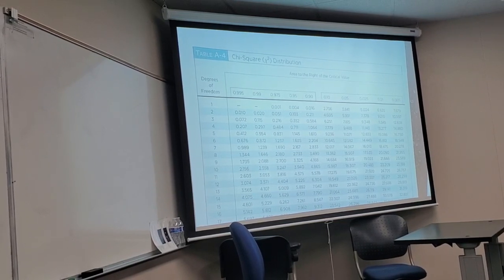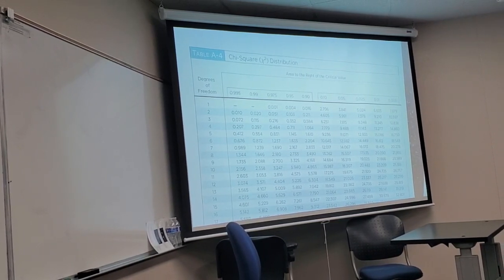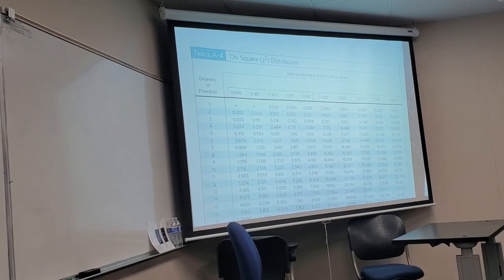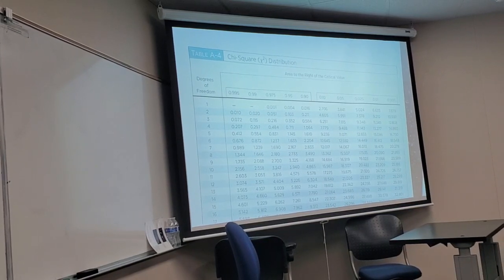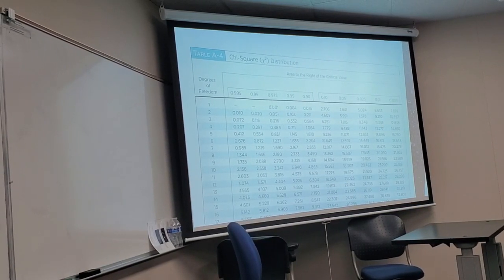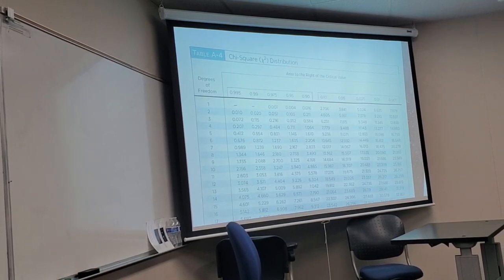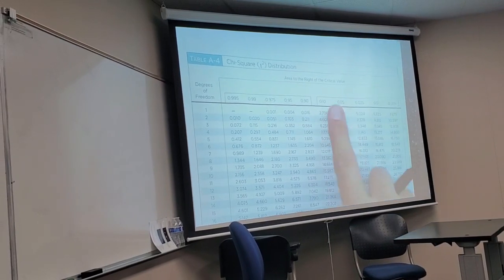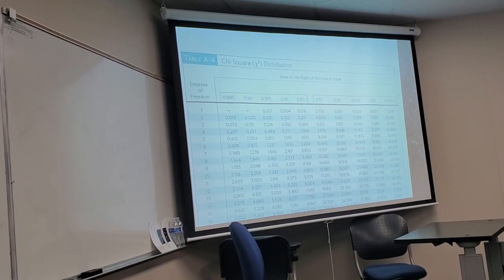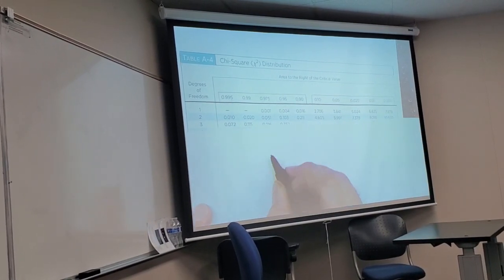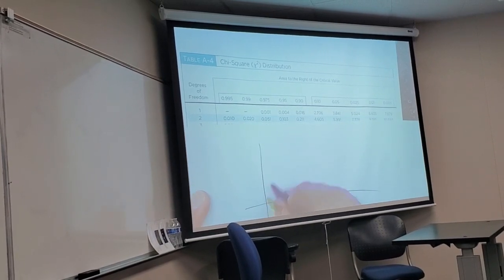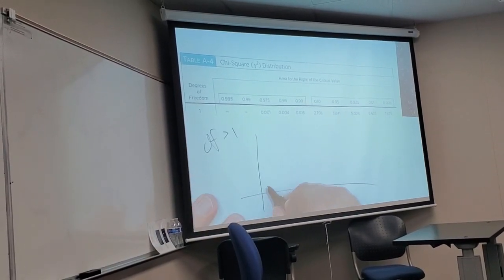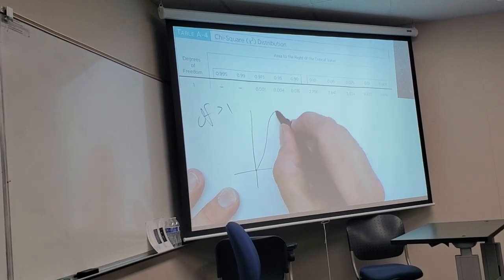The first row captures the standard normal distribution. Then I have all these other rows that I can play with. I have a lot more I can do. So let's get into that. Real quick, how do I use this? So here's what the picture looks like for degrees of freedom greater than 1. I'll say that again. It looks like this.